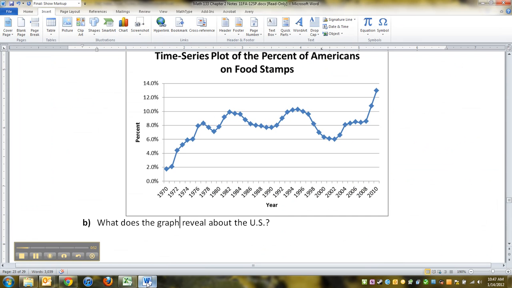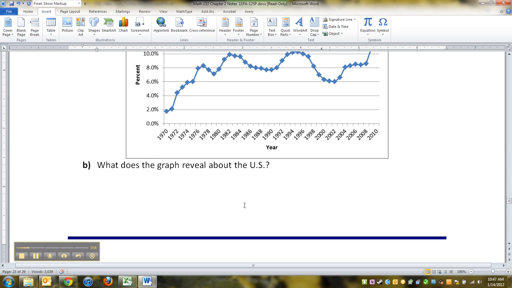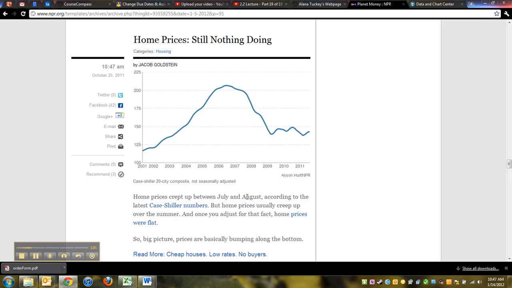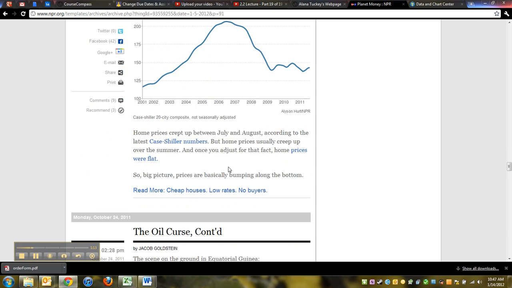All right, so now back I go here. What does this graph reveal about the U.S.? This is kind of a loaded question, because when you look at financial graphs, they're usually full of information.